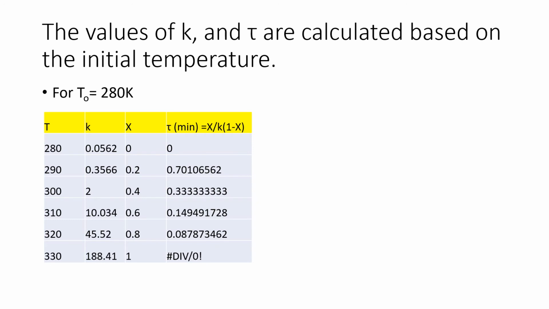I've calculated the k values, which change according to the conversions and the temperature. So with the k value and X available, I could calculate the residence time tau.